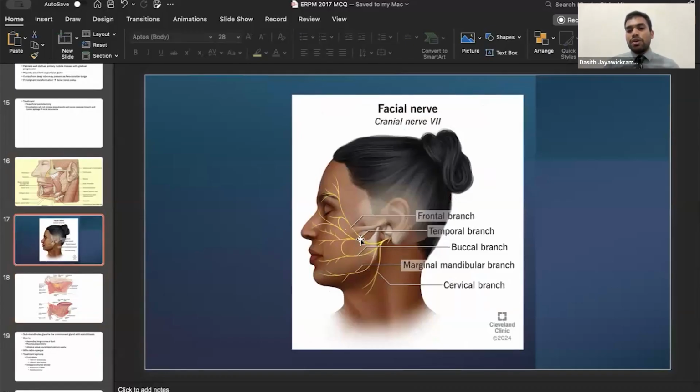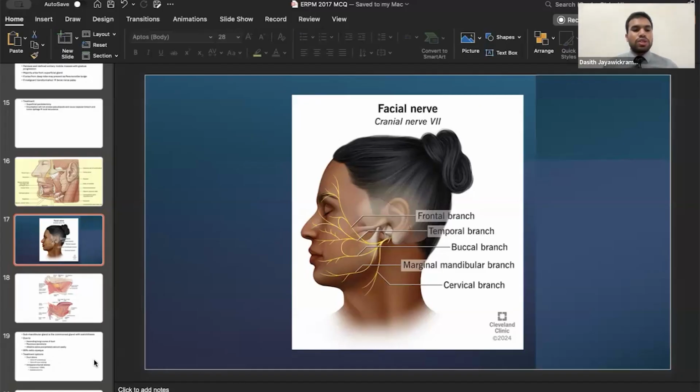And these are the branches that I said to you earlier, the branches of the facial nerve: the frontal or temporal branch, zygomatic branch, buccal branch, marginal mandibular, and the cervical branch. Okay. So, that is true. So stones in the gland can be extracted through the oral cavity.